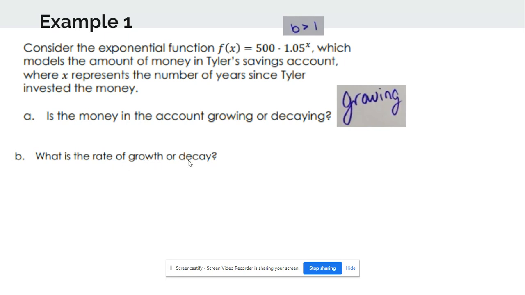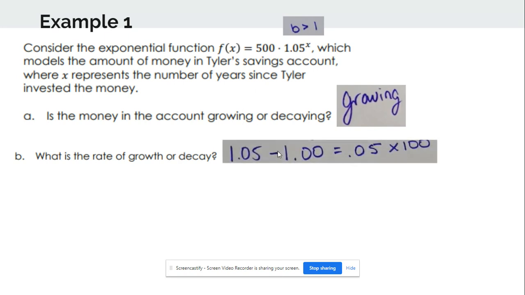What is the rate of growth or decay? We need to be able to figure that out. We know that 1.05 is the common ratio. And we know that Tyler has invested 100% of his money in his savings account. That's where this 1.00 came from. We took 100% and we're writing it as a decimal.